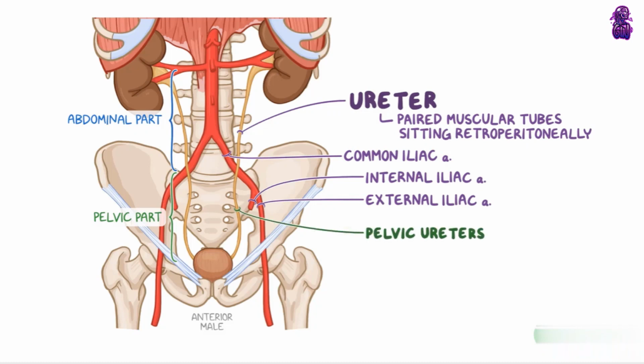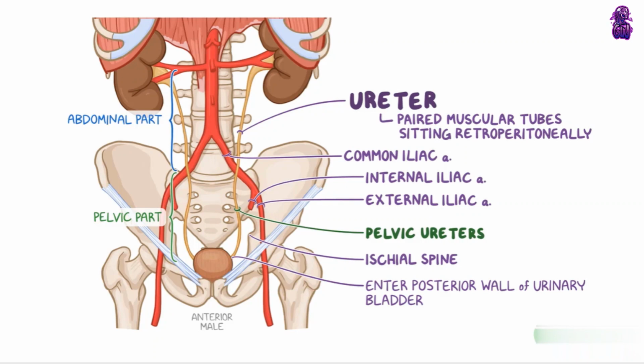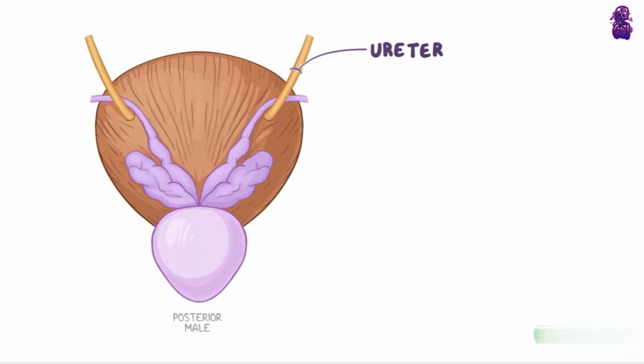The pelvic ureters run on the lateral walls of the pelvis, reaching the ischial spines. Then, each pelvic ureter passes anteromedially to enter the posterior wall of the urinary bladder. Now, the ureter is surrounded by many structures that differ between biologically male individuals and biologically female individuals.